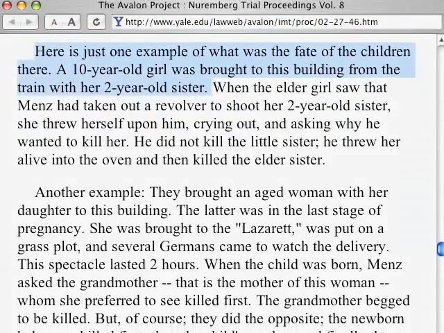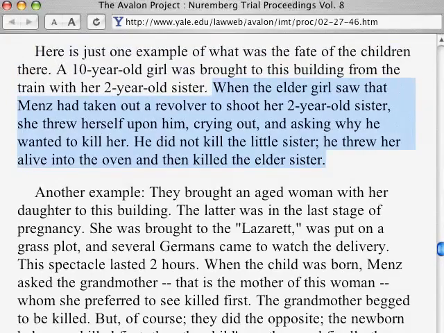Here is just one example of what was the fate of the children there. A 10-year-old girl was brought to this building from the train with her 2-year-old sister. When the elder girl saw that Menz had taken out a revolver to shoot her 2-year-old sister, she threw herself upon him, crying out and asking why he wanted to kill her. He did not kill the little sister. He threw her alive into the oven and then killed the elder sister.